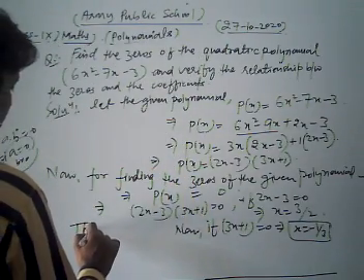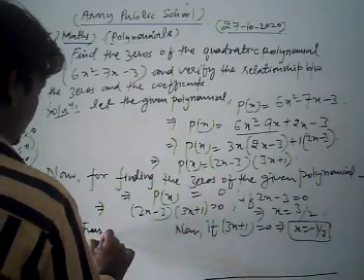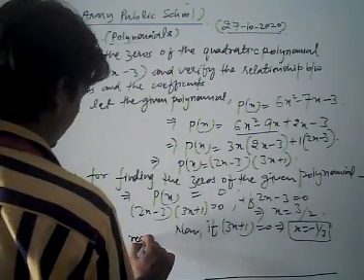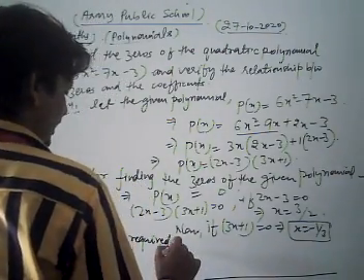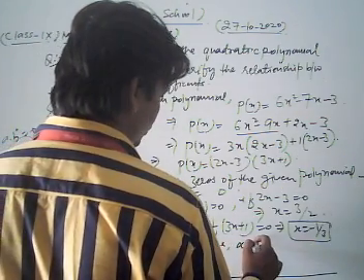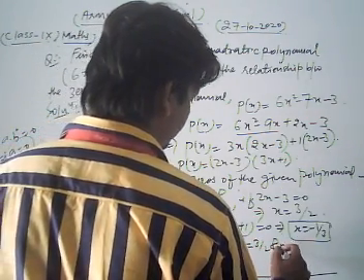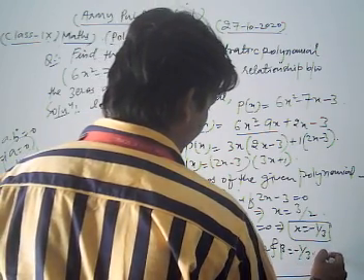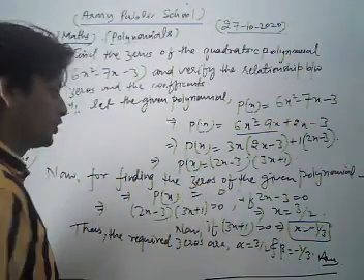Thus the required zeros are alpha is equal to 3 by 2 and beta is equal to minus 1 by 3. This is the first answer. The first part of this question is solved.